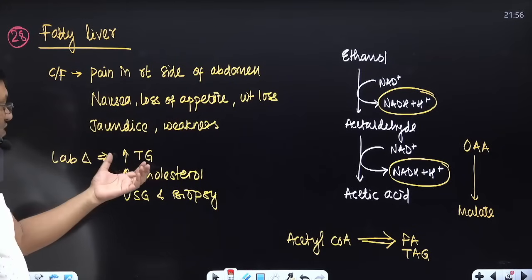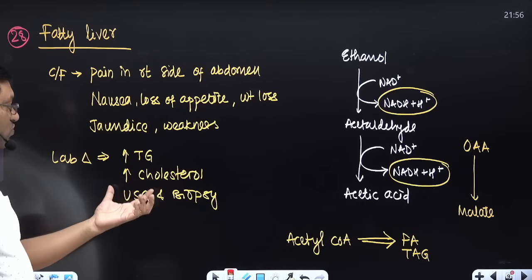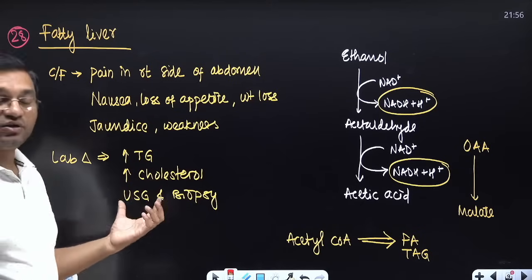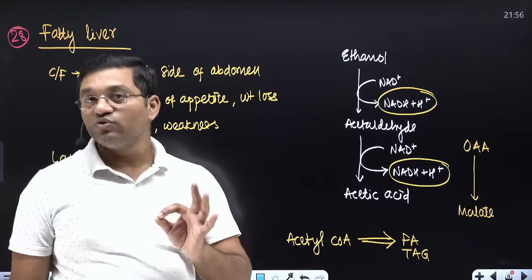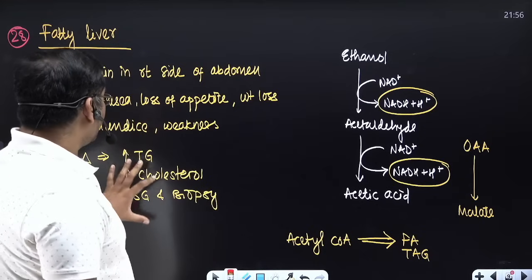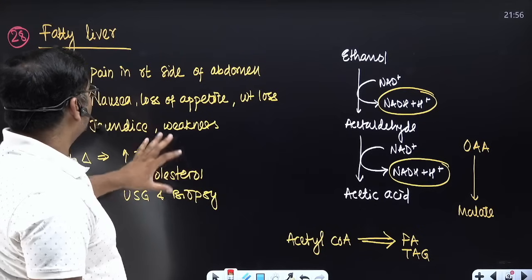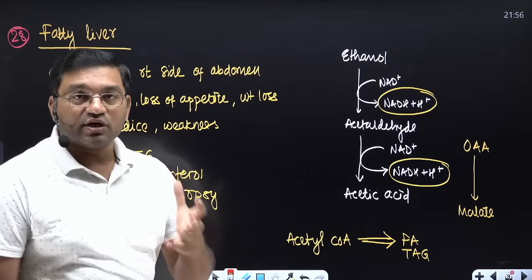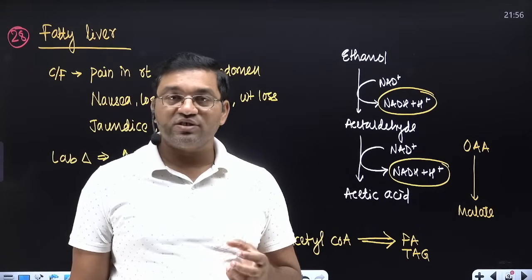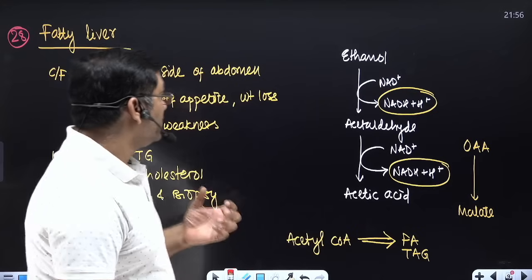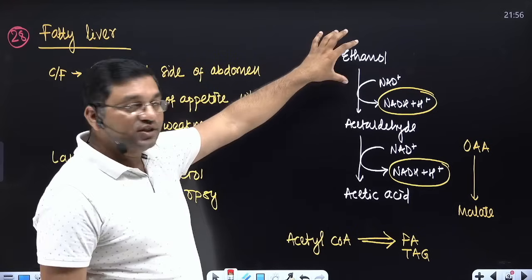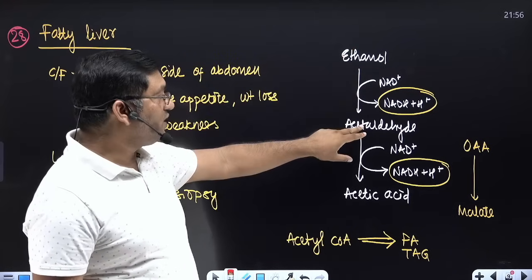Lab investigation will show increased TG level, increased cholesterol level, and USG and biopsy are diagnostic. There may be a history of chronic alcohol consumption and an increase in the TG level. With chronic alcohol consumption, ethanol is converted into acetaldehyde.